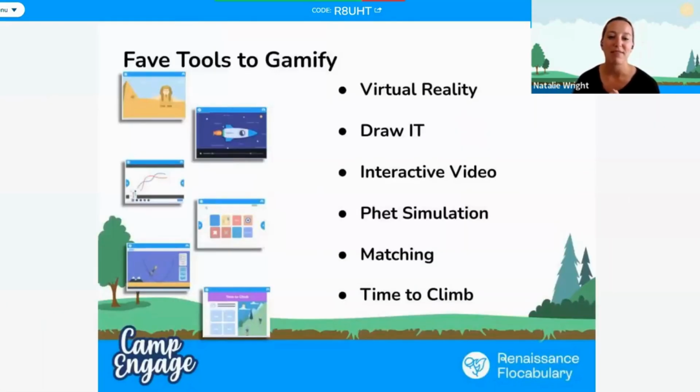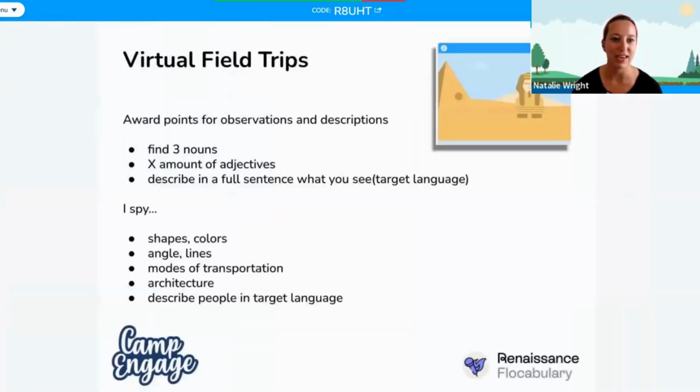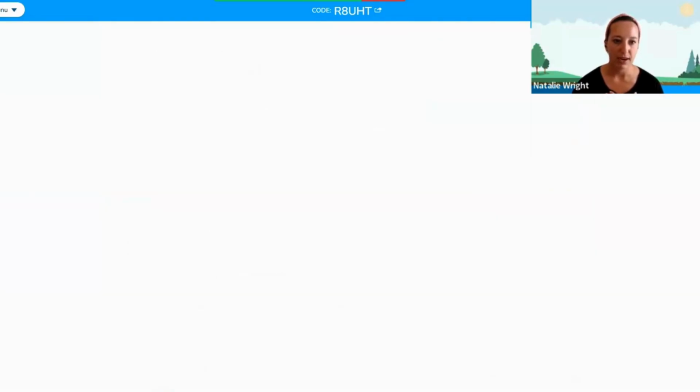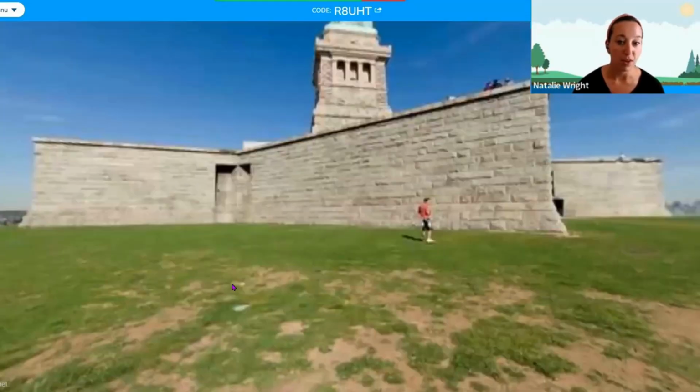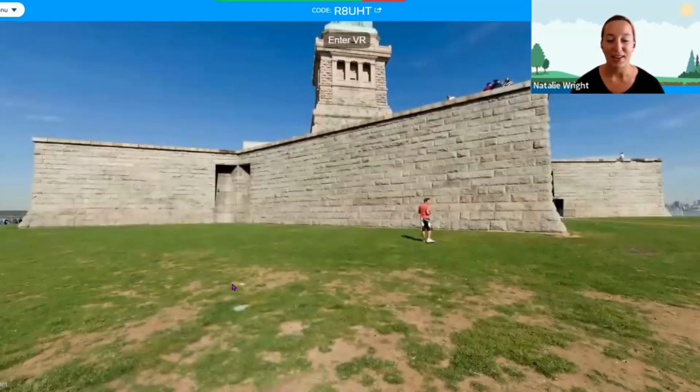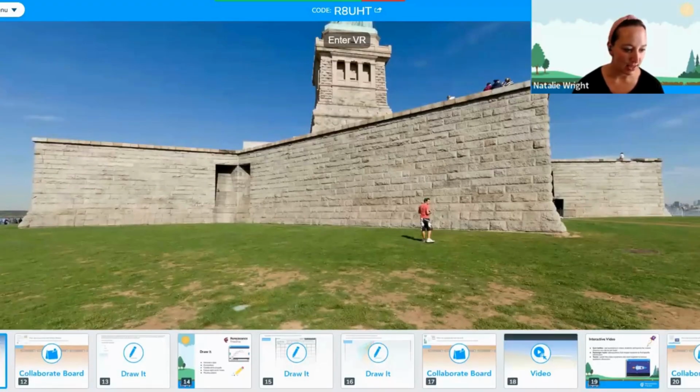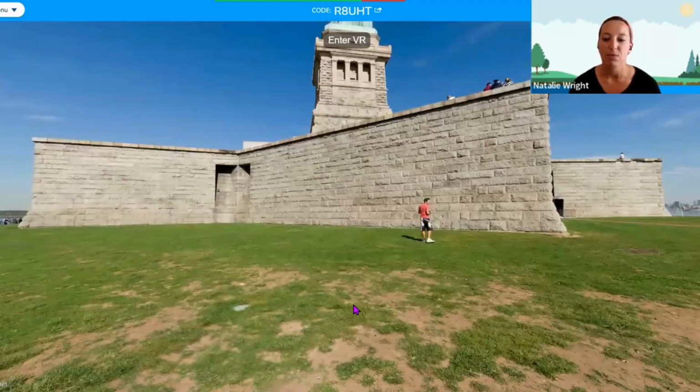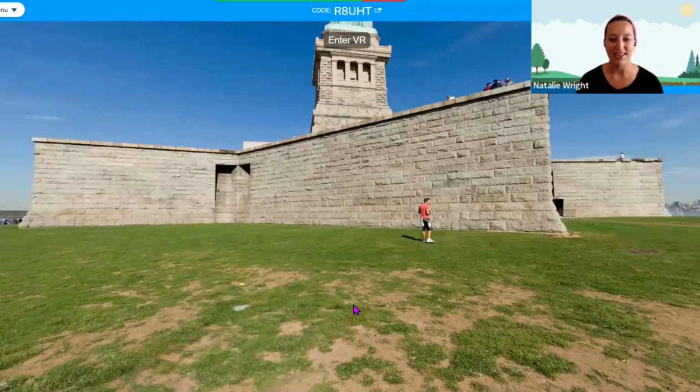Okay, so our favorite tools to gamify that we are going to go over today. We have virtual reality, we have Draw It, our interactive video, our PhET simulation, matching, and Time to Climb. Let's gamify with these three. Okay, first we're going to go over our virtual field trips. Now, before I go over those points, I want you guys to try this out as well. Okay, so I Spy. We got that in our Time to Climb. I Spy is a really great game for virtual reality.